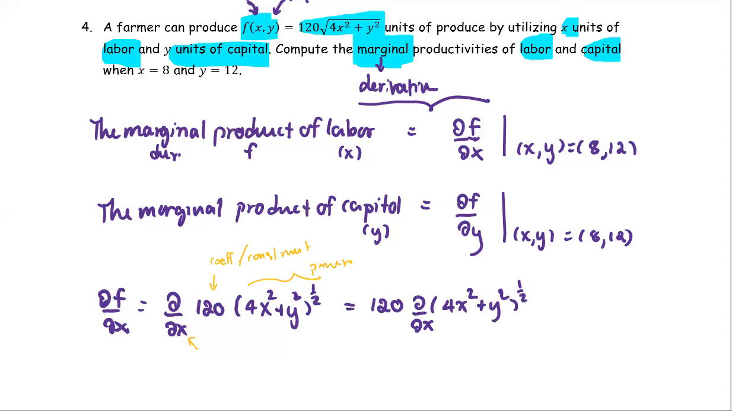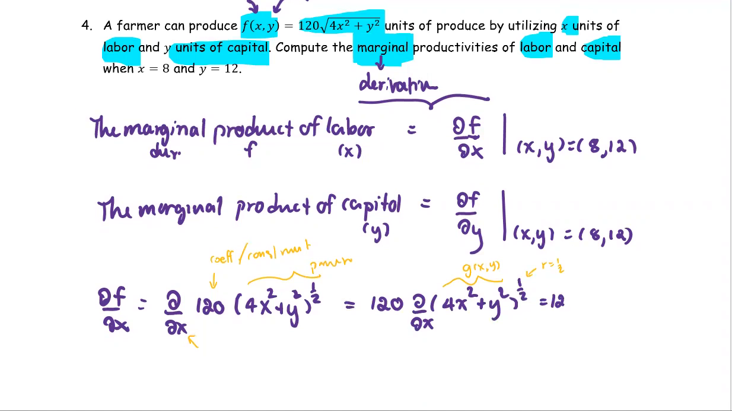Refer to the general power rule. The power r is 1/2, and this is the expression that you're going to treat as a function g of x, y, whose derivative we're going to find eventually. The general power rule, with 120 as a coefficient: then the power 1/2 multiplied by the quantity 4x squared plus y squared to the power 1/2 minus 1, and then multiplied by the partial derivative with respect to x of 4x squared plus y squared. So this part, I will call the general power rule.